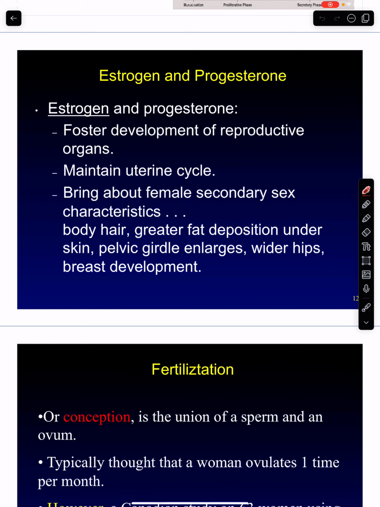Okay, ladies and gentlemen, this is the last part. I would call this part 3 of the reproductive system, specifically discussing the female reproductive system. So I was made aware that I had a few missing slides, so this is the remedy.